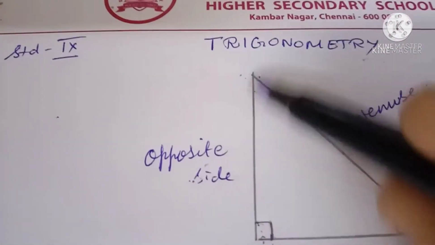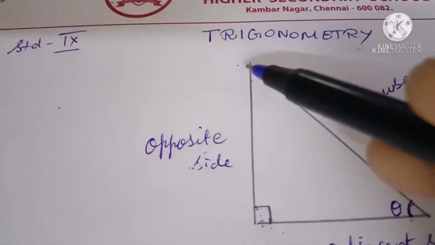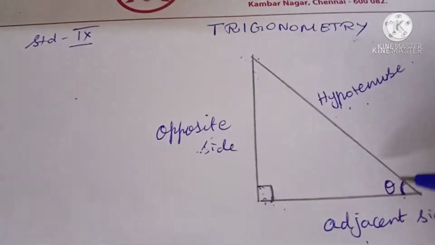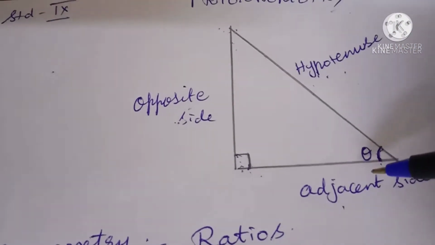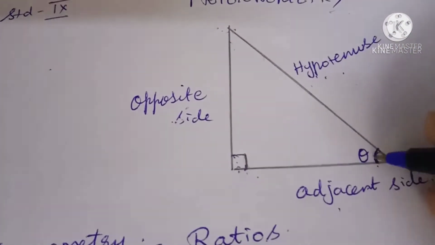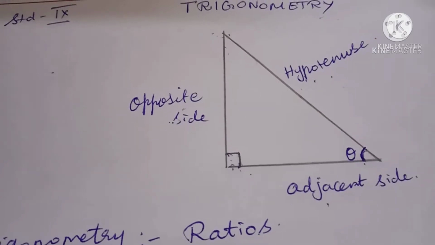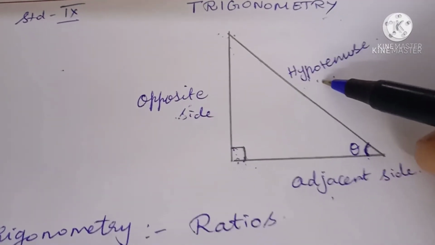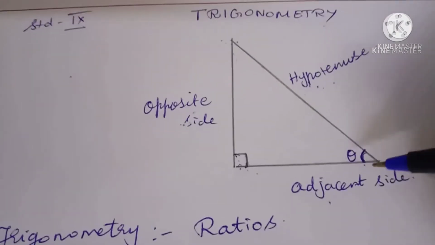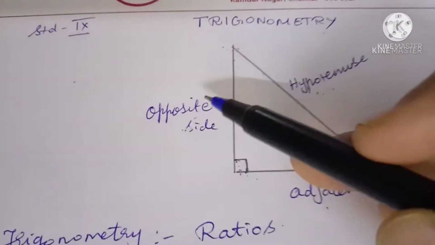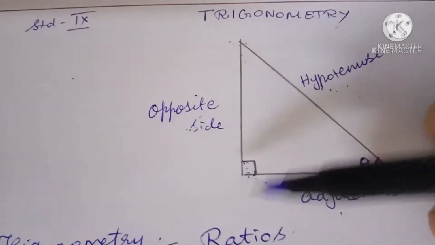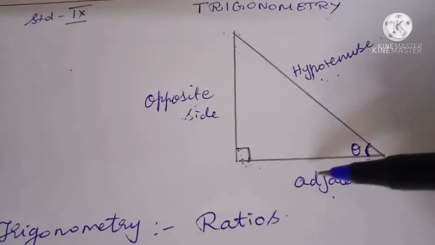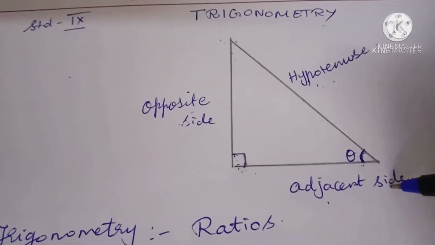For trigonometry, we need a right angle triangle. So one angle is a right angle, which means the other two angles are less than 90 degrees. We'll take one angle as theta. Opposite to 90 degrees is the hypotenuse, as you know very well, and opposite to theta is the opposite side. Then the side that contains 90 degrees and theta is called the adjacent side.